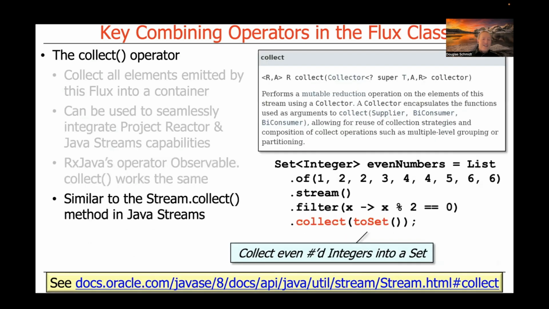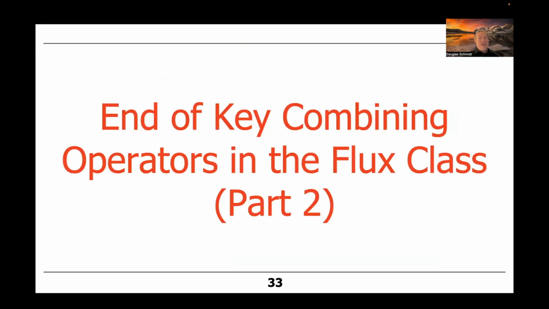And of course, Java Streams also has a collect method that it can be used to collect things into sets or maps or lists or whatever you want to collect them into, arrays, for example. So that's the end of the key combining operators in the Flux class. And at this point, you know more than you need to know in order to do the various programming assignments that we'll be doing later in the course.